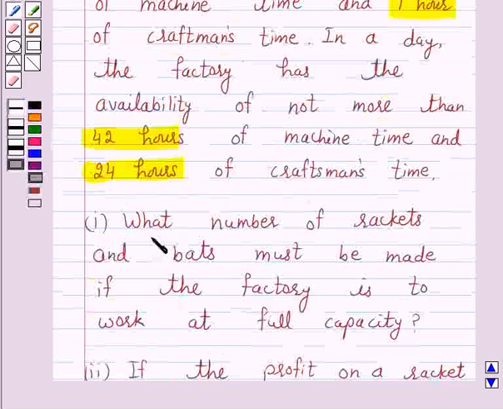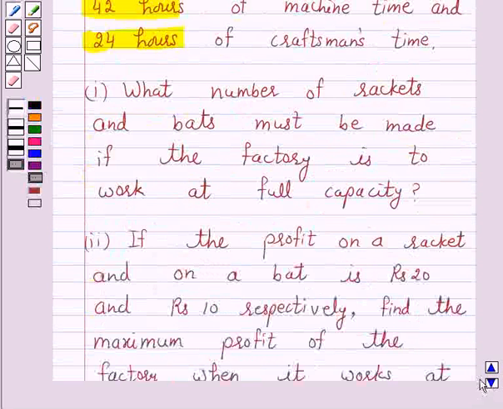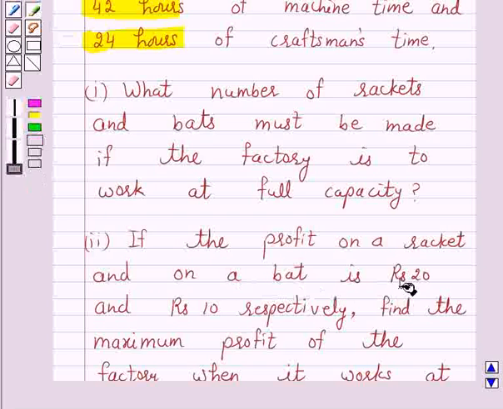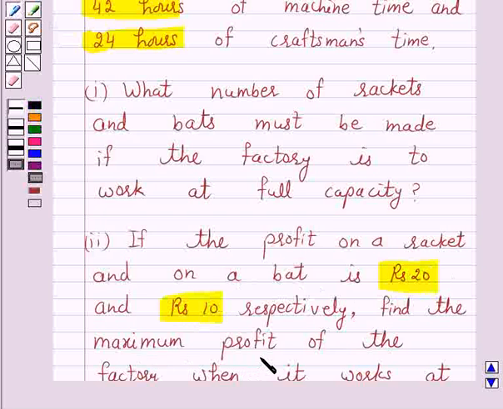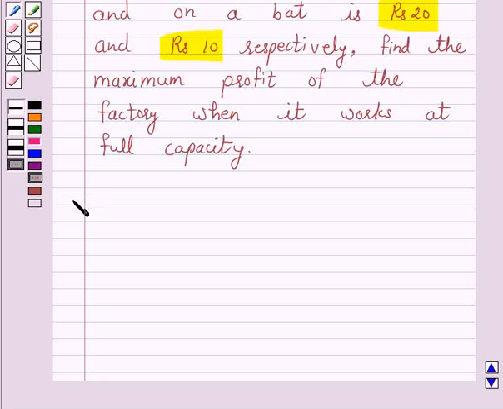Part 1. What number of rackets and bats must be made if the factory is to work at full capacity? Part 2. If the profit on a racket and on a bat is Rs. 20 and Rs. 10 respectively, find the maximum profit of the factory when it works at full capacity. So let's start the solution.